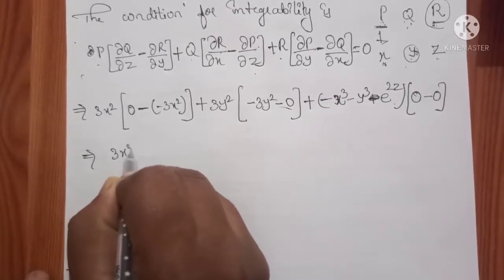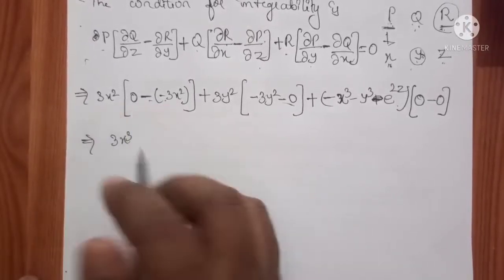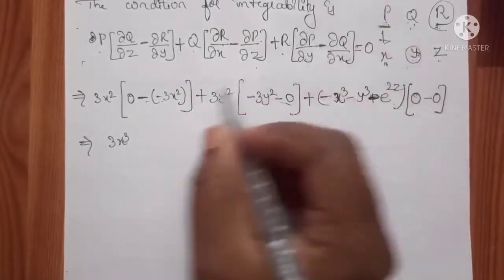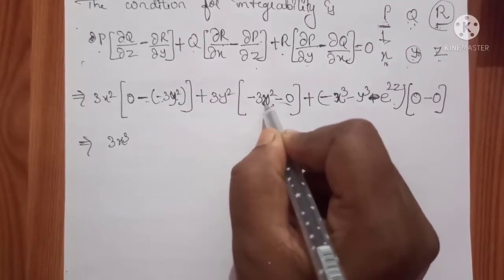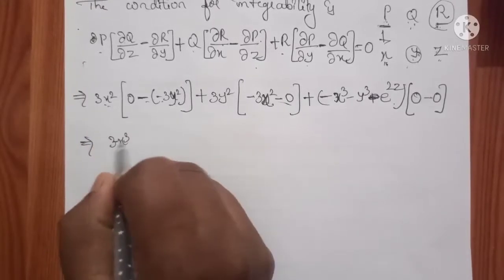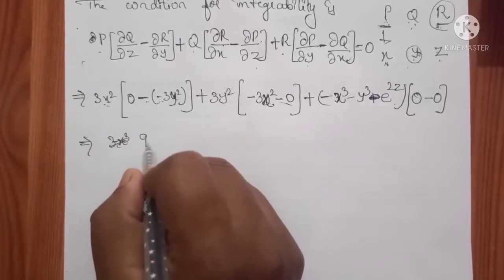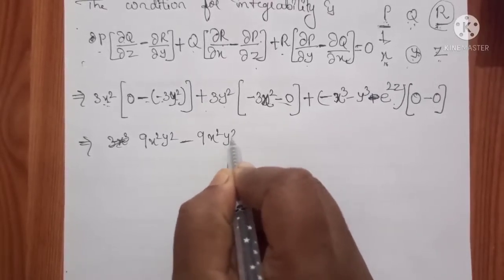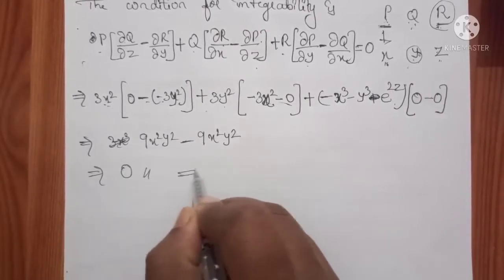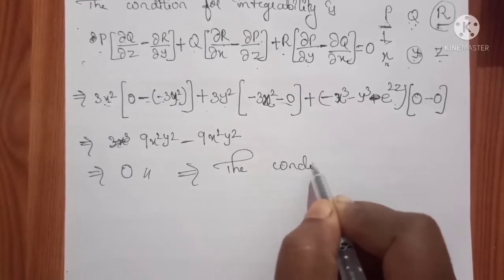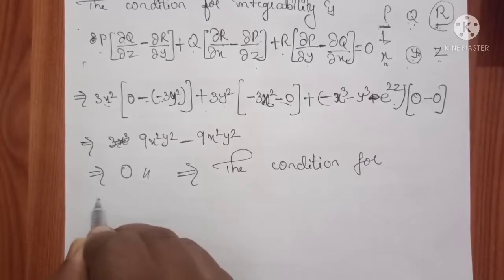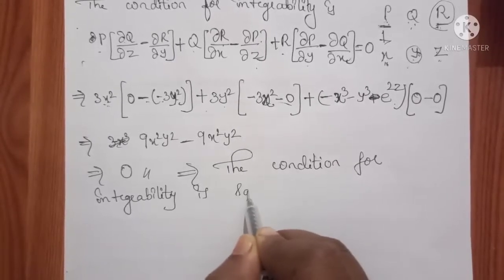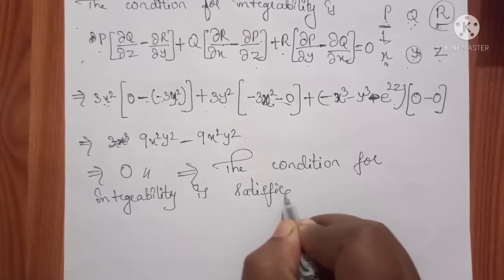It implies that 3x² into minus, we get plus 3, sorry, here we have to substitute the ∂r/∂y value, which is 3y², and this one is 3x². Multiplying this we get 3 into 3, 9x²y², plus into minus, minus 3 into 3, 9 again x²y², so that we get 0. Thus the condition for integrability is satisfied. That means the given total differential equation can be integrable.